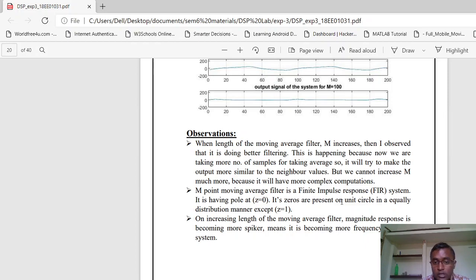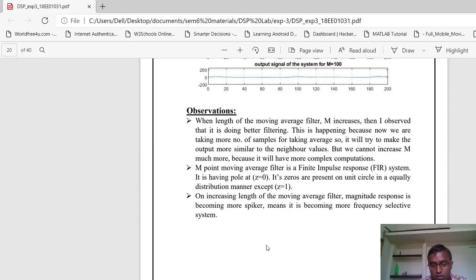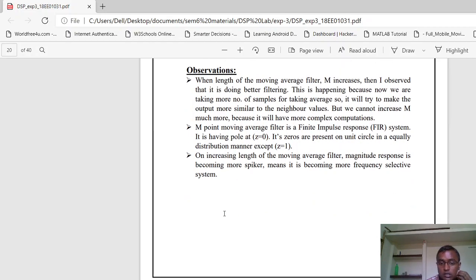Another conclusion is that moving average filters are FIR systems, finite impulse response systems, and they have a pole. All these types of filters will have a pole at z is equal to 0, and zeros are distributed on a unit circle except at z is equal to 1. And the third observation is that on increasing the length of the moving filter, that is increasing m, the magnitude response becomes spikier, so it becomes more frequency selective, and the quality factor increases.